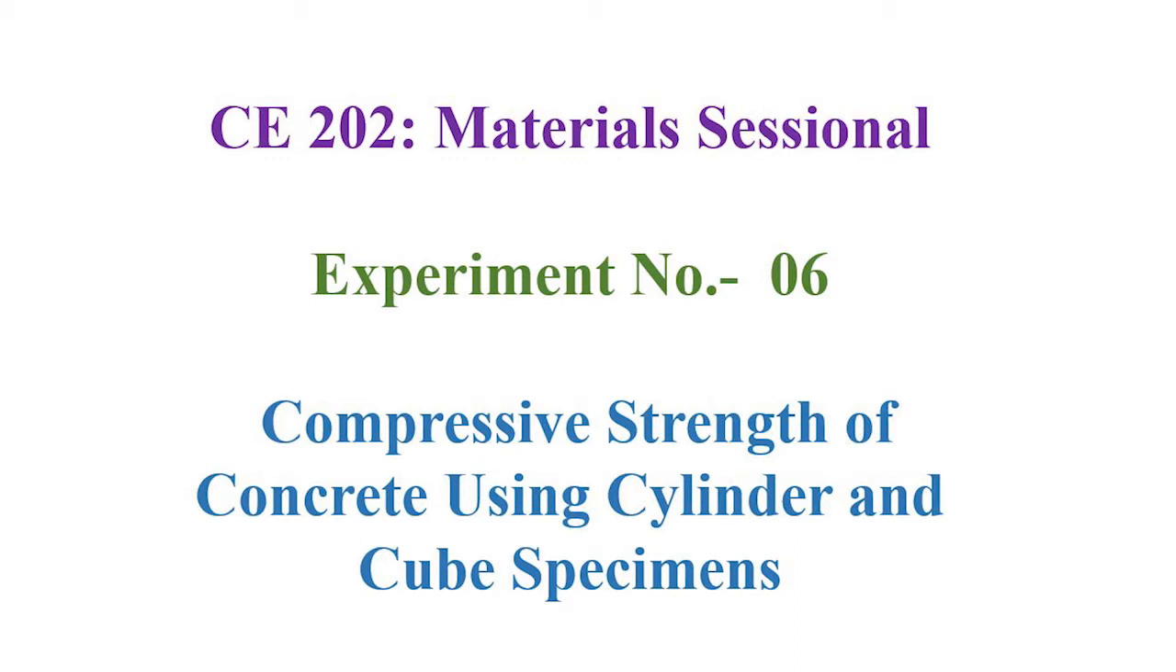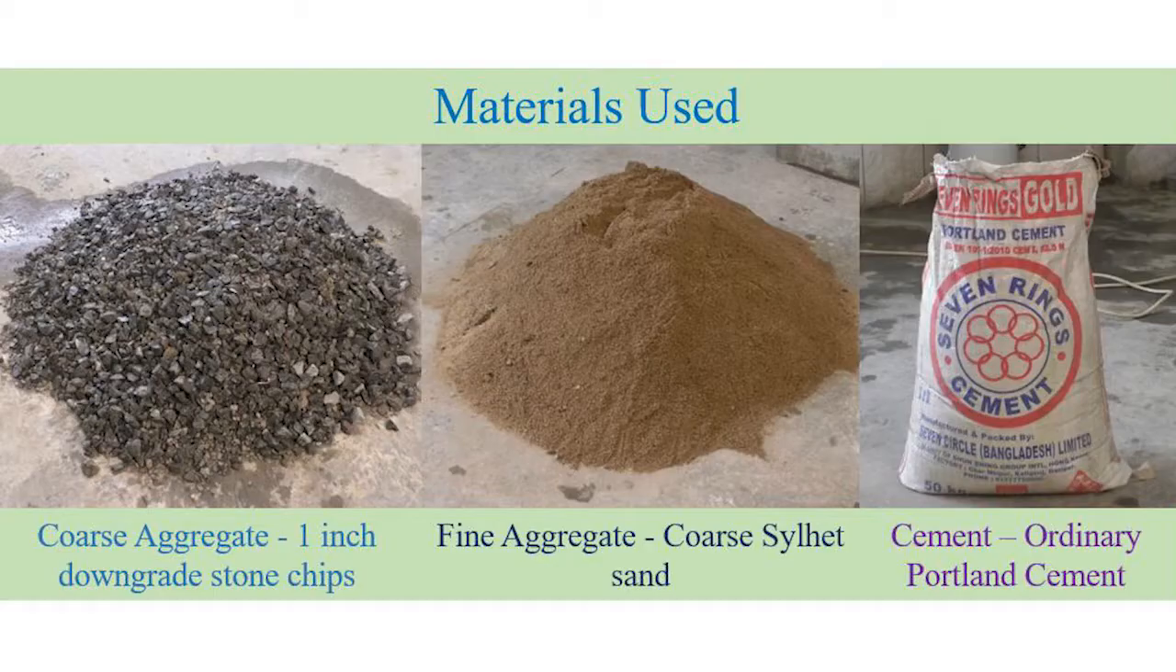Today we are going to demonstrate experiment number 6, which is determination of compressive strength of concrete using cylindrical and cube specimens. The raw materials used for this test include 1-inch downgrade stone chips as coarse aggregate, coarse silt sand as fine aggregate, and ordinary Portland cement as seen here.